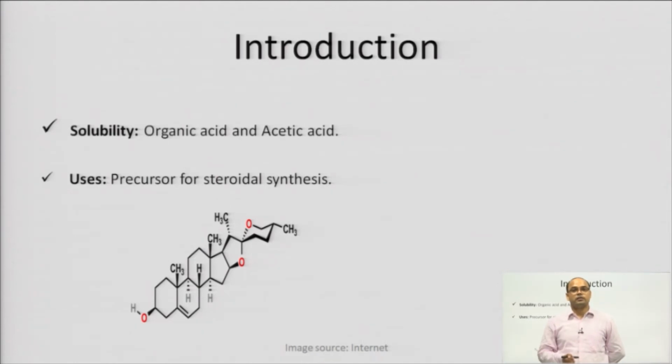Since we are concerned about phytochemical isolation, we should know in which solvent this phytoconstituent is going to be extracted out. Here you can see that the compound Diosgenin is soluble in organic acids and acetic acid. So, we have to use these acids or organic acids for isolation of this particular phytoconstituent Diosgenin.